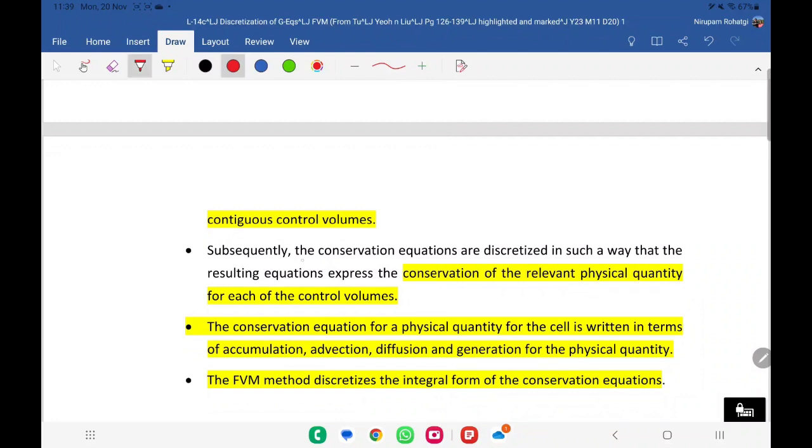Subsequently, the conservation equations are discretized in such a way that the resultant equations express conservation of the relevant physical quantity for each of the control volume. Now let us understand what it is. In FDM also we started with the conservation equation. Then we discretized it, and we can apply it now to different points.